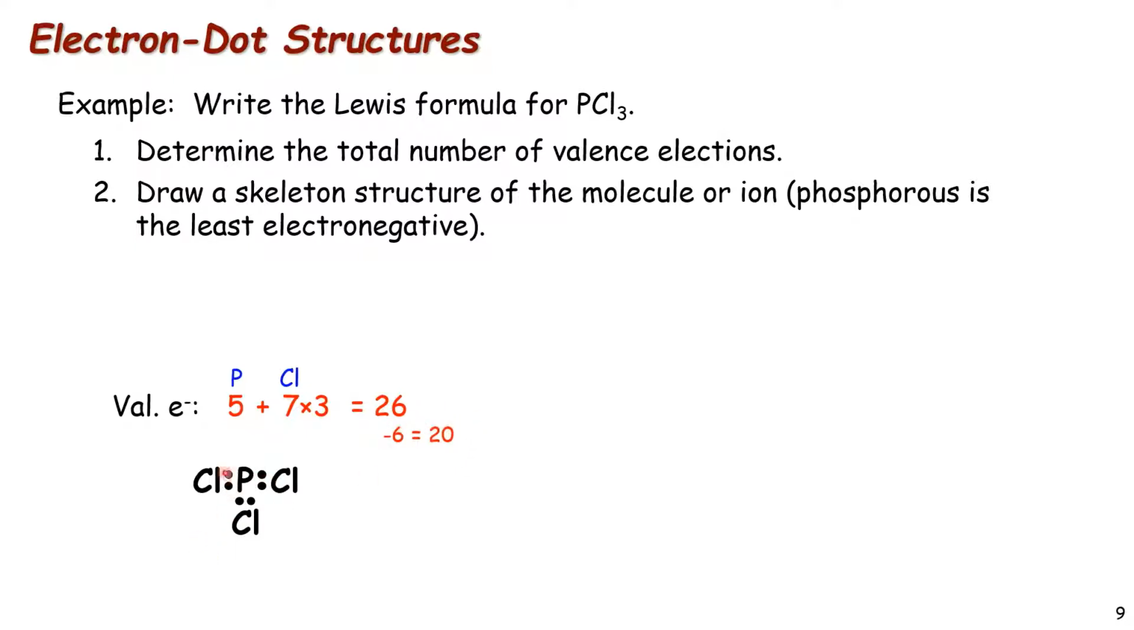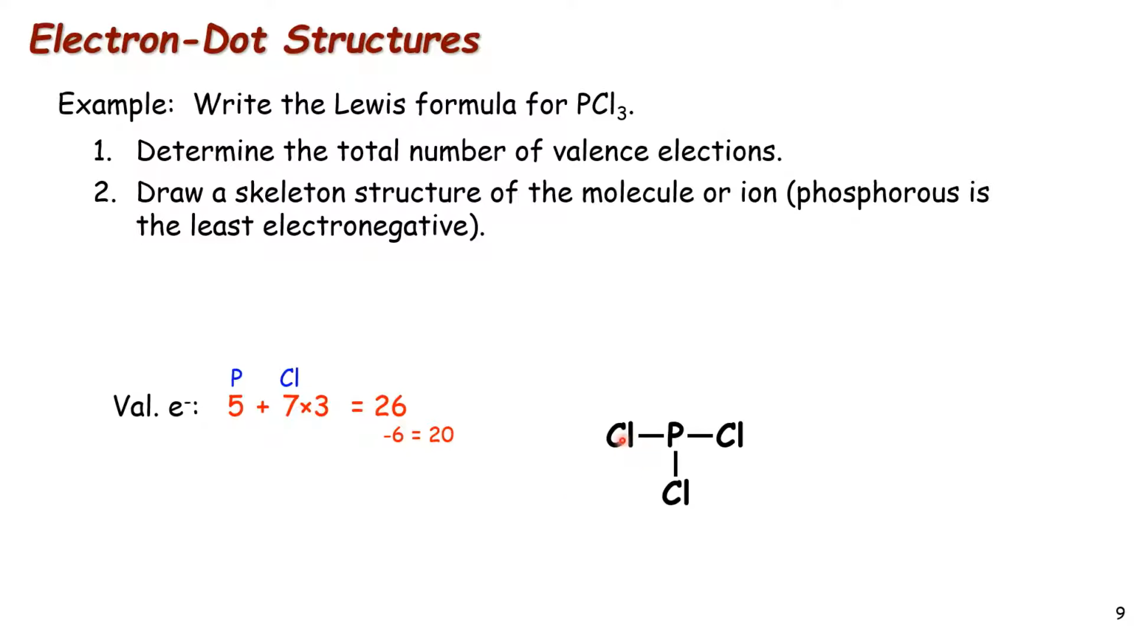Now, like I said, we're not going to use dots like this. We're going to use lines. So just remember that each line represents 2 dots. So we used 2, 4, 6 electrons. We have 20 left. Our next step now is going to fulfill the octet for the outer, more electronegative elements.